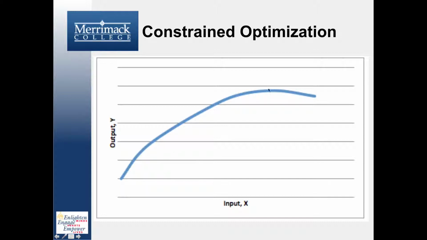So the maximum value for y is here, theoretically, with no constraints. But what if x needed to be less than a? In which case, the maximum value of y would be over here. It wouldn't be over here because we don't have enough x. And that's really what we're doing with this constrained optimization. We're finding this point.